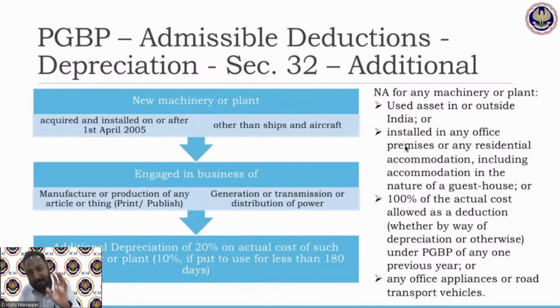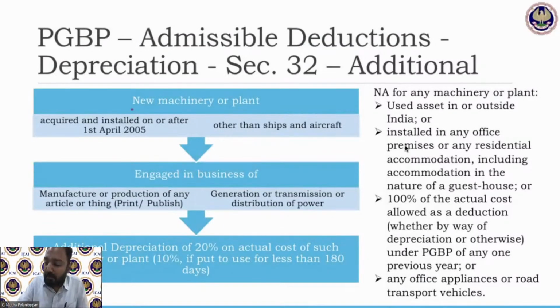For some assets alone, for some businesses alone, additional depreciation can be provided, which means apart from your regular depreciation, you can provide additional depreciation, right? So that's what it is about. Now, what are the conditions to satisfy for that?